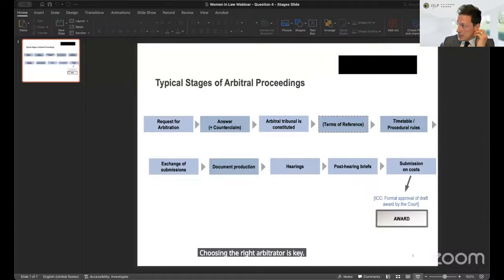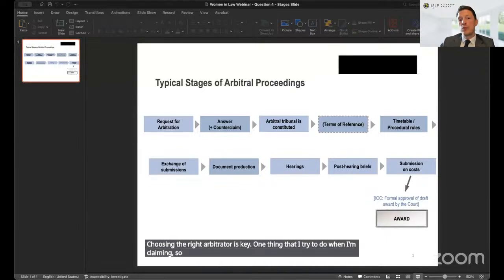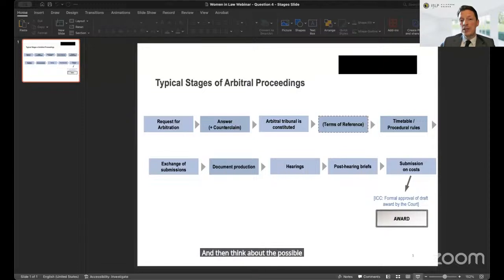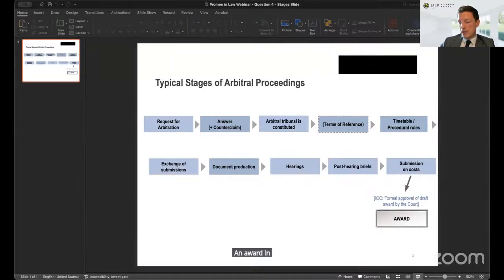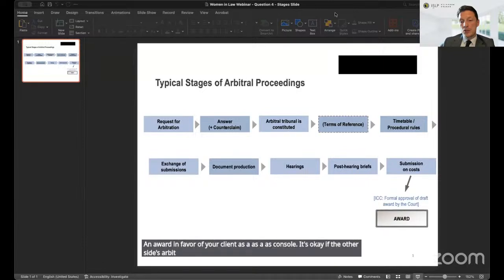One thing that I try to do when I'm claimant, meaning I have to put forward my arbitrator selection first, is to think of what type of arbitrator the other side will likely appoint. And then think about the possible chair arbitrator, right? Because what you want is an arbitral tribunal where the arbitrator you've nominated, whether as claimant or respondent, will be the most influential on the chair, because you only need a majority to get an award in favor of your client as counsel. It's okay if the other side's arbitrator issues a dissent. That's actually generally a sign that your appointee was more convincing towards the chair.